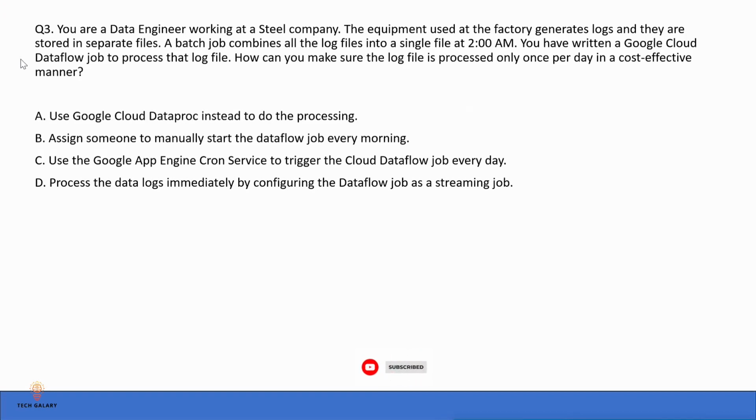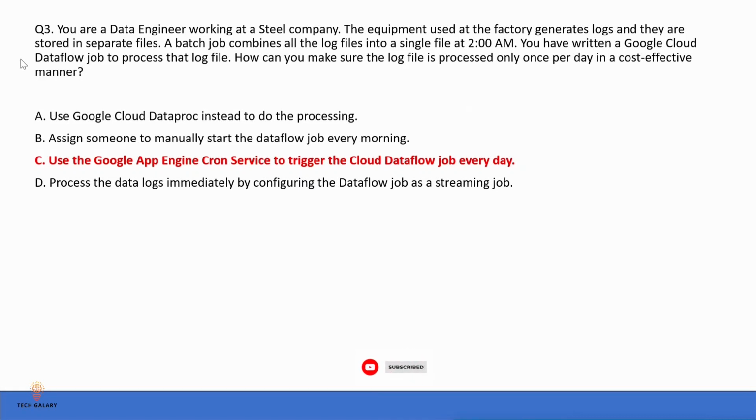Option A. Use Google Cloud Dataproc instead to do the processing. This option is not correct because Dataproc is more suitable for existing Hadoop or Spark jobs and it is an expensive approach. Option B. Assign someone to manually start the Dataflow job every morning. This option is not correct as manually triggering the pipeline is not an efficient approach. Option C. Use a Google App Engine cron service to trigger the Cloud Dataflow job every day. Cloud Dataflow job can be triggered using a cron job hosted on the GCP infrastructure. So this option is correct.